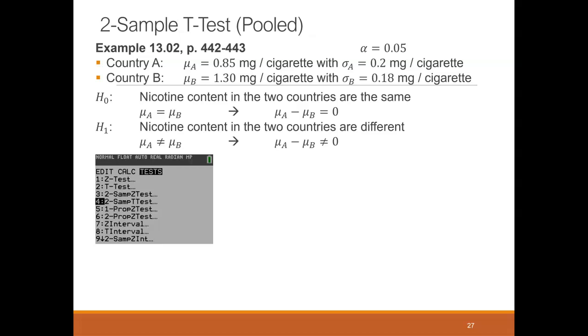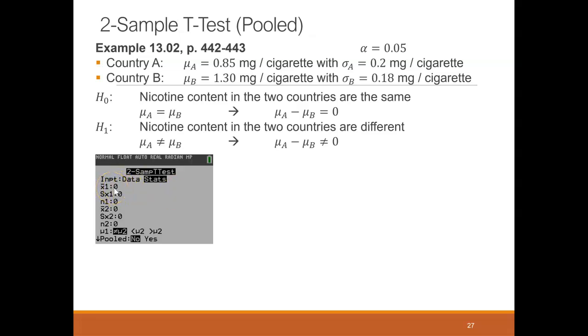So on your calculator, you're going to press the stats button, move over to the test tab, and this time we're going to select the 2-sample t-test. Make sure you pick the t-test, not the z-test. So your screen should look like that. Make sure you've tabbed over to the stats side.